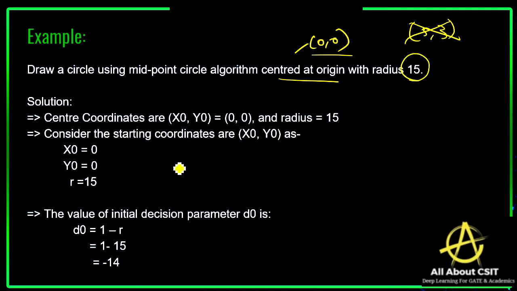So what is the starting point? X0 is equal to 0 and y0 is 0 as given. So you have to consider that as the starting point, xk is equal to, so these are the first points. Let's take the decision parameter. D0 is equal to 1 minus r. 1 minus 15 is minus 14, you got.